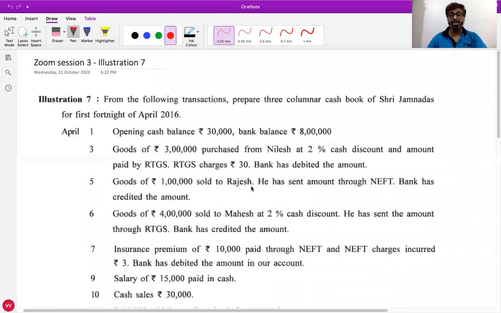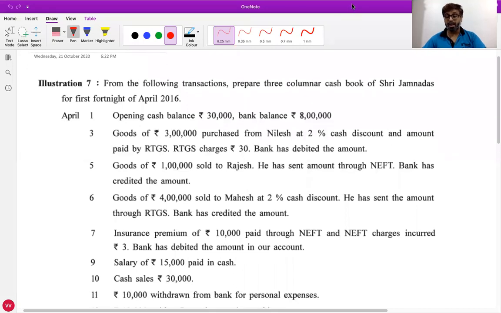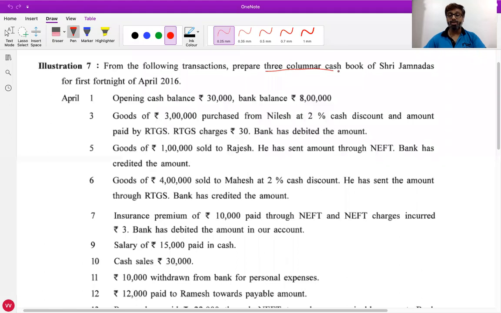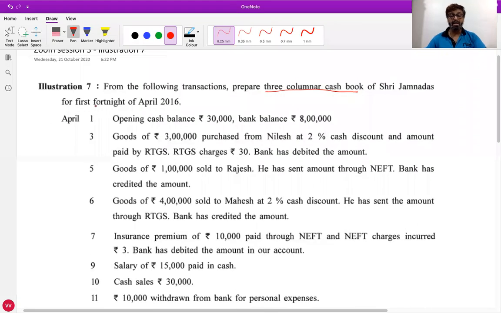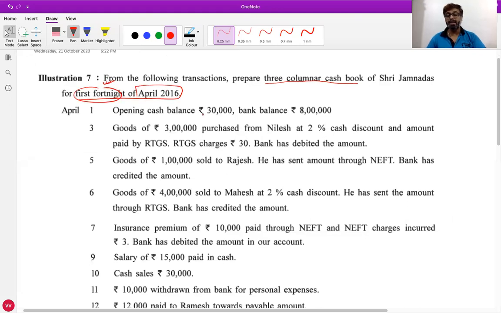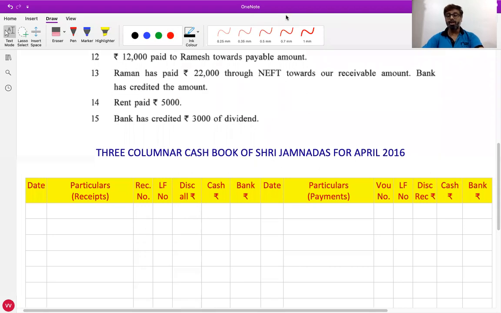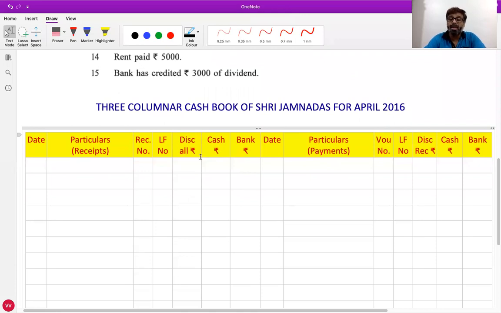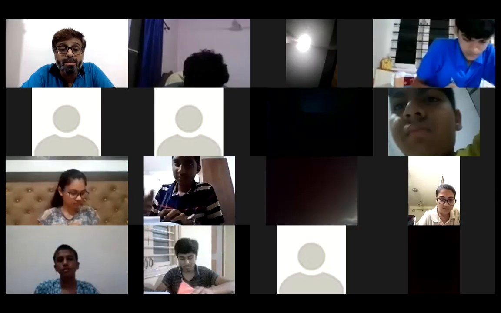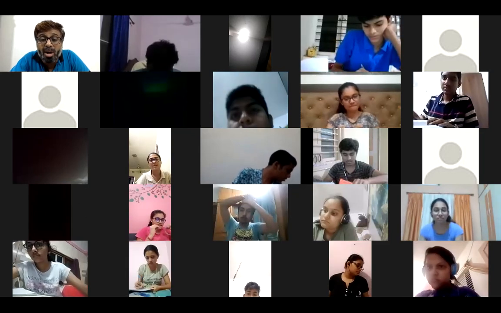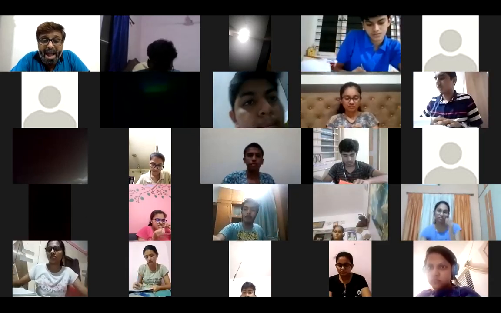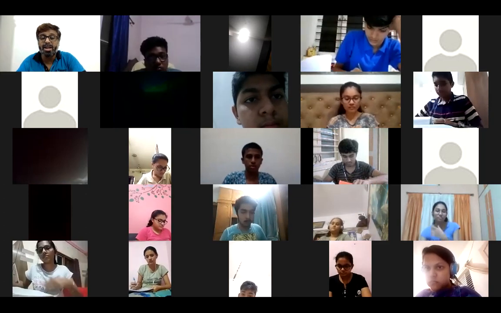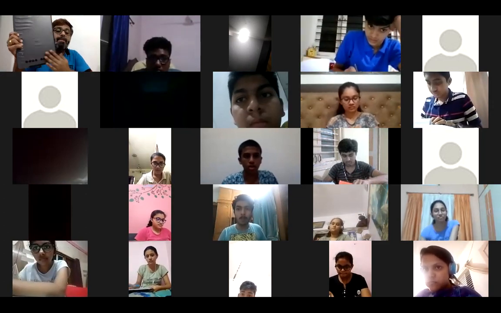So all of you look at illustration 7. From the following transactions, prepare a 3-columnar cash book of Shri Jamna Das for the first fortnight of April 2016. Fortnight, it is not the whole month. So give the heading 3-columnar cash book for April 2016 and make these columns. Now be careful: instead of 5, 7 columns on the debit side and 7 columns on the credit side, total 14 columns you have to make. And if you find that the space is insufficient, then instead of making it vertically, make it horizontally.